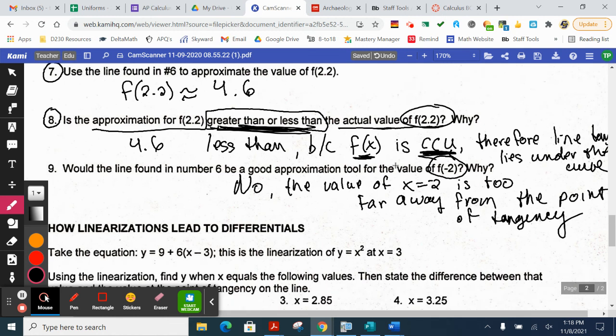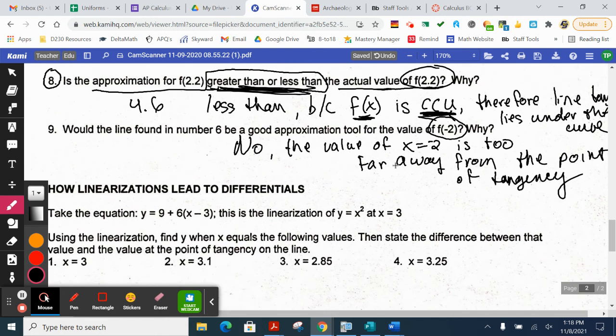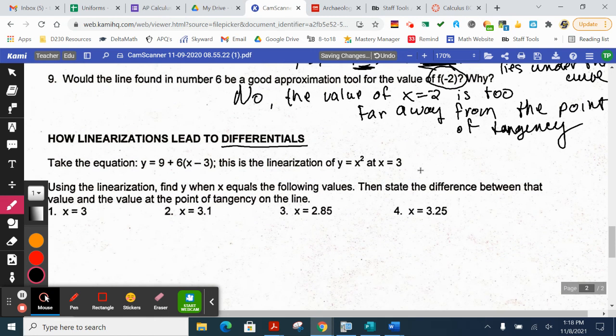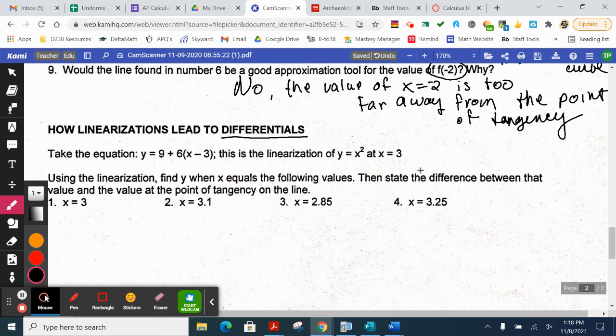All right, so that's that stuff. Last thing, how linearizations lead to what we call differentials. So what I did in this first setup here, if I told you to write the linearization for this curve at x equals 3, this is what you're going to get. This is the functional value at 3. If I took the derivative 2x and multiplied by 3, I'm going to get 6. So I'm giving you that part of it.